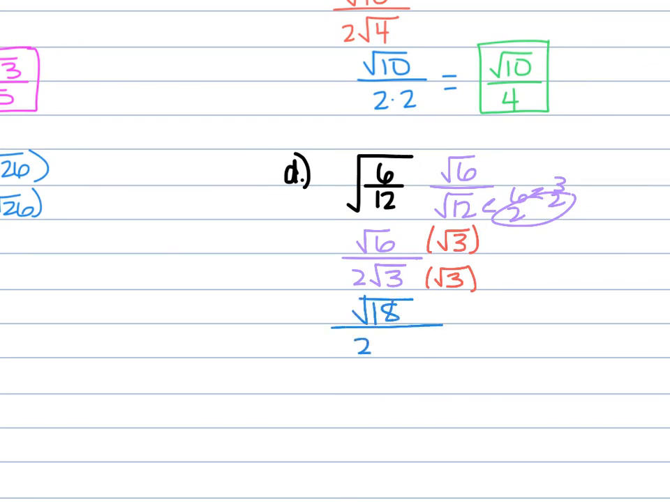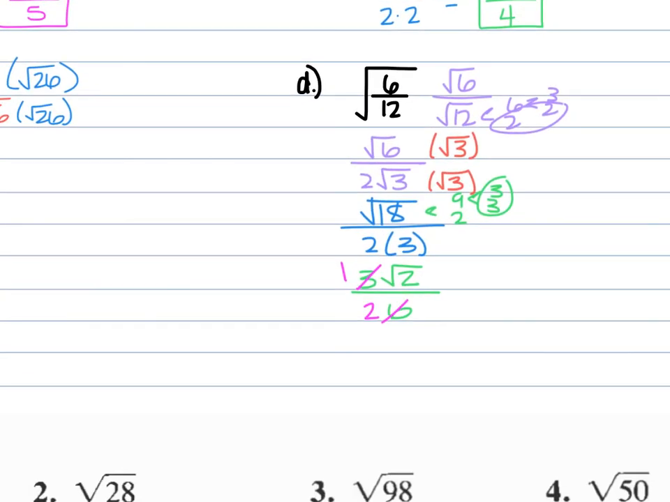over 2 times 3. Now the square root of 18 is 2 times 9. The 9 is 3 times 3. So the 3s pair up. This is going to be 3 square root 2 all over 6. The 3 and the 6 become a 1 and a 2. So this is just the square root of 2 over 2.